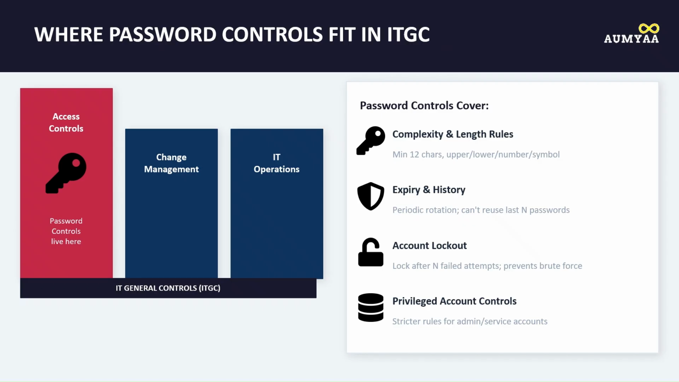ITGC has three pillars: access controls, change management, and IT operations. Password controls sit inside access controls, which is the most frequently tested area in any SOX or SOC 2 audit. Specifically, auditors look at four things: complexity rules, expiry and history, account lockout, and controls under privileged accounts.